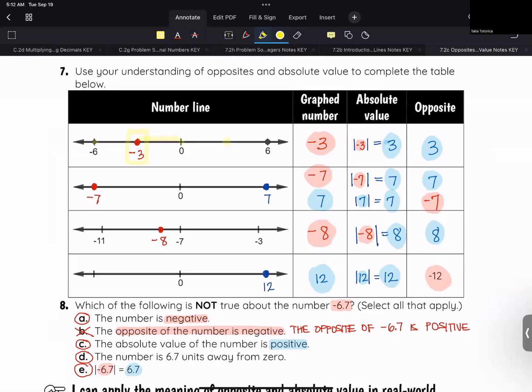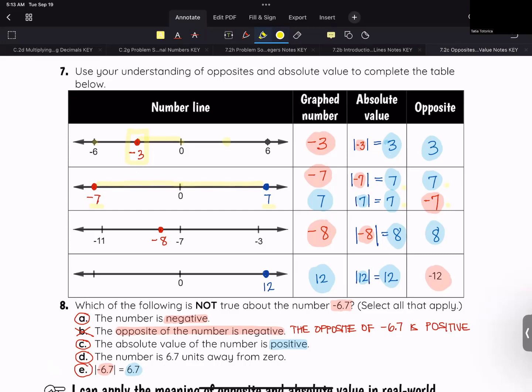If I look at the next one, the given information is that the absolute value is 7. Because the absolute value is 7, I could go either to the left or to the right to find the original graphed number. That means I have 2 options available, which is why I've put a -7 and a +7. Once I graph the numbers, then I can find the absolute value, and it will be +7 for both of them. And then I can find the opposites, which will just flip across the 0 to the other side.